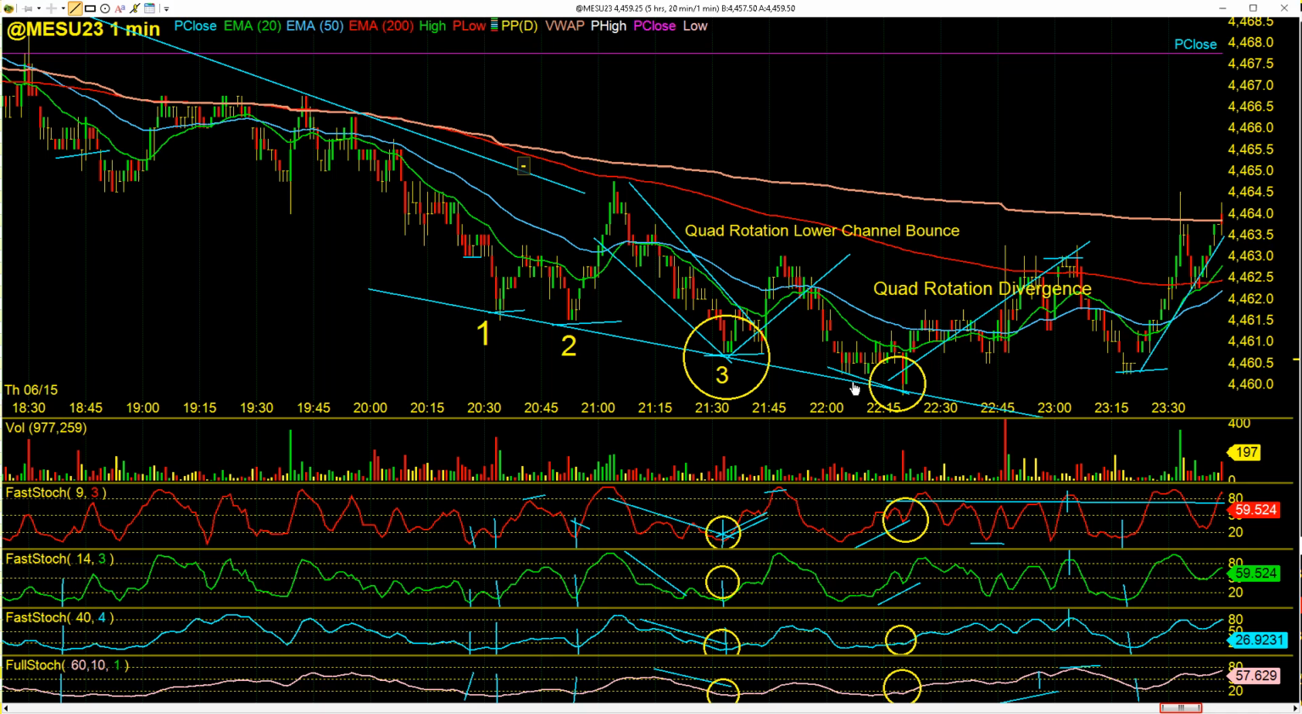Now the divergence is going to give you a bigger move than any other move. That's why that's our number one setup. A number one setup.